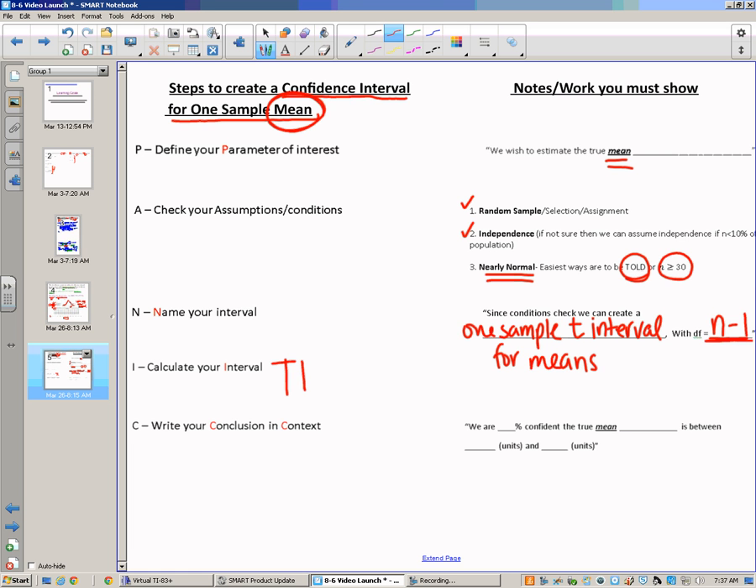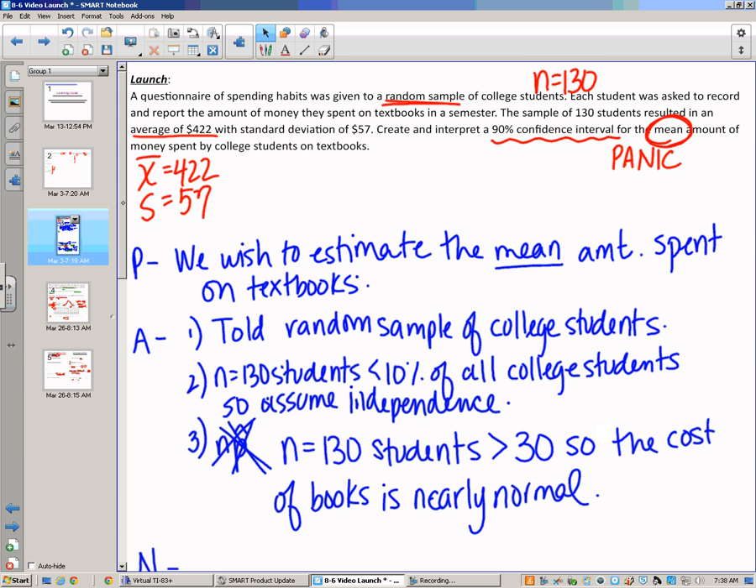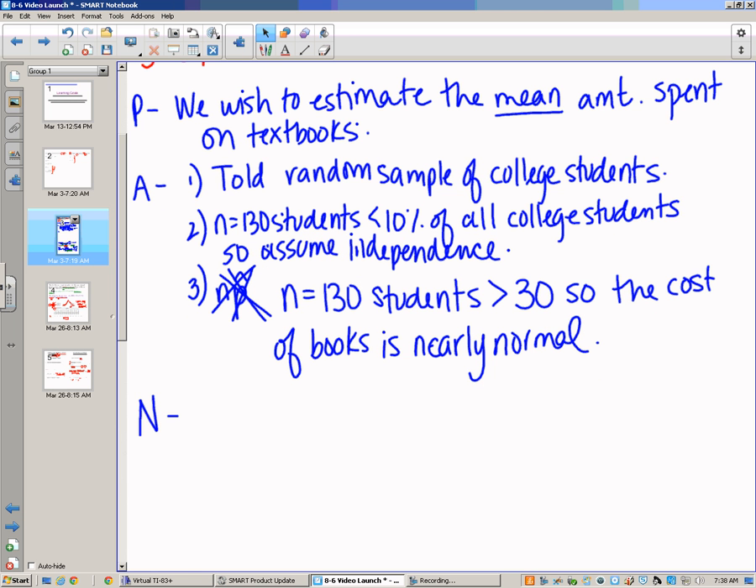On the calculator, it's called T interval. You know that we don't do any of the math by hand. And then interpret it, talking about the mean using units. So this is what we're going to be doing in class tomorrow. We're going to be completing the question from our launch. By the time you come to class tomorrow, you should have up to the end step, and that's where we're going to finish up.